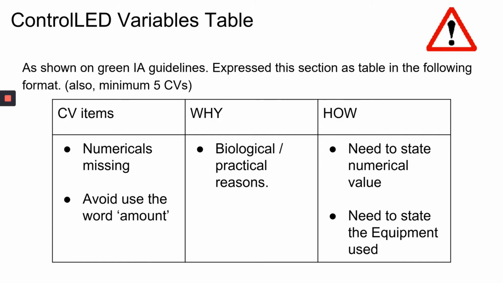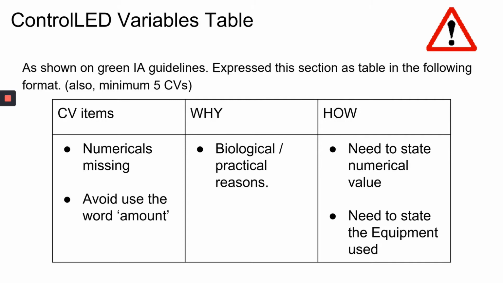Okay, so these are the good words instead of the word amount. And then regarding how, again, you need to mention the numerical values, and also the equipment that you use. So for example, how do you control the temperature at 29 degrees Celsius? Then you can say that, okay, I insert a thermometer there to make sure the water bath is at 29 degrees Celsius or things like that. So that's the controlled variables.